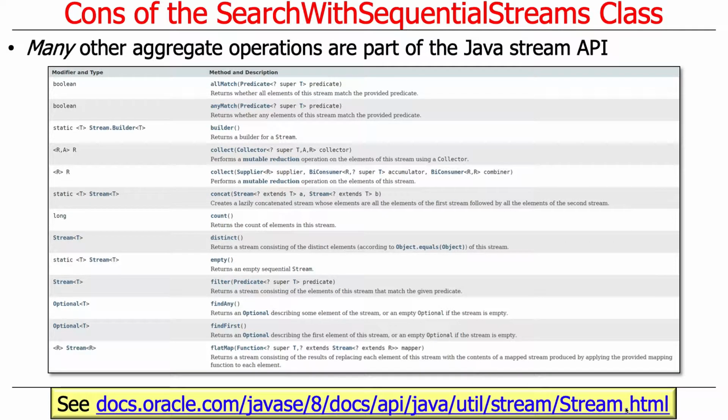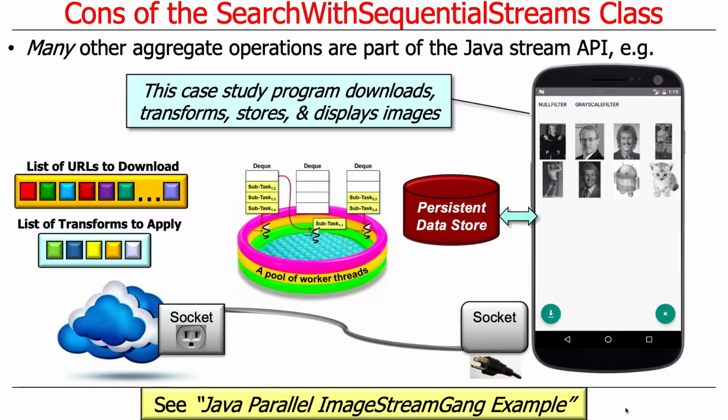Not surprisingly, there are lots of other operations that we haven't yet talked about, but we will, and we'll look at some other cool examples to make the point even more clear. One of the really fun examples will be something called the ImageStreamGang. When we talk about parallel streams, first I'll show you how to upgrade the SearchStreamGang framework we just looked at to use parallel streams, in a couple of variants. Then we'll talk about the parallel ImageStreamGang example. That is a very cool app that uses parallel processing to download, transform, store, and display images from websites.